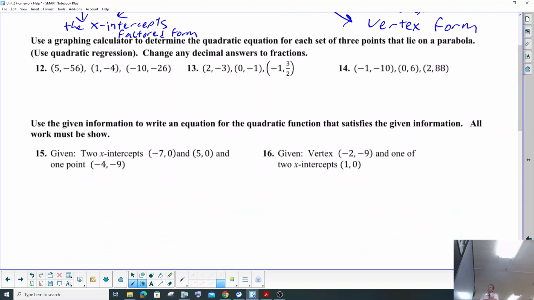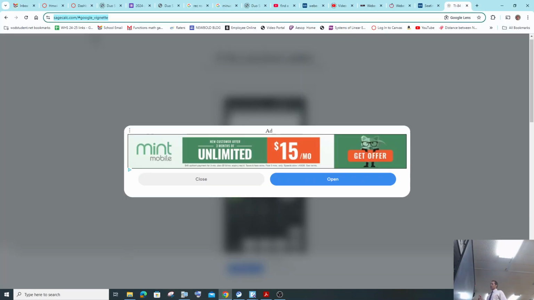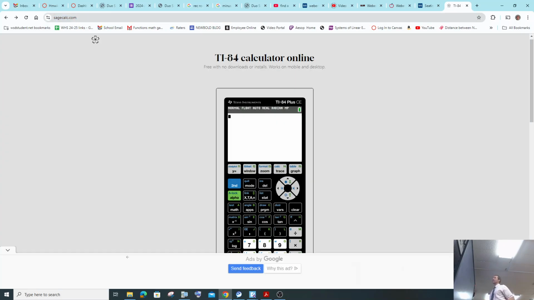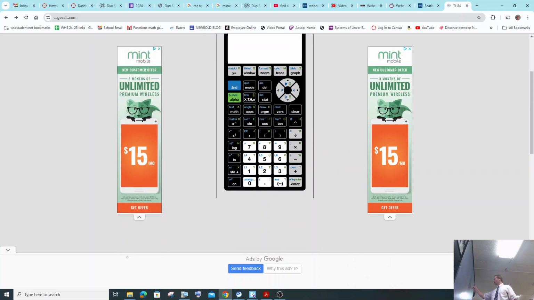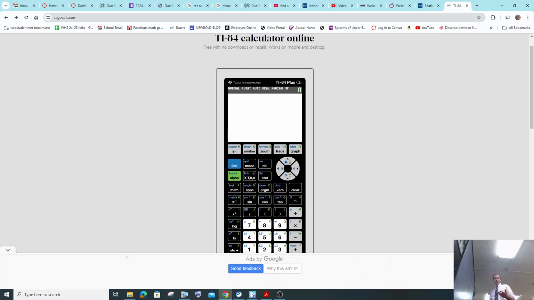Use a graphing calculator to determine the quadratic equation for each of the 3 points that lie on a parabola. Use quadratic regression. So all you got to do is use your graphing calculator. If you don't have a graphing calculator, then you can always use sagecalc.com, and that'll let you do the things that we've been learning with a built-in graphing calculator. And then use mine in class during the test, or rent one, buy one, because you'll need it for unit 3.